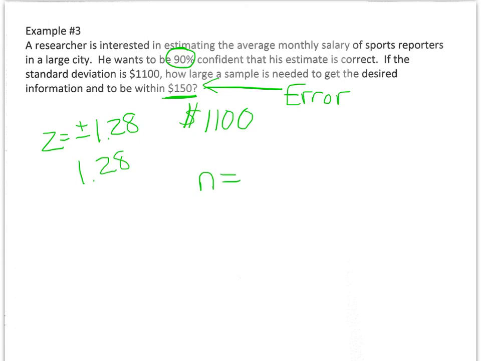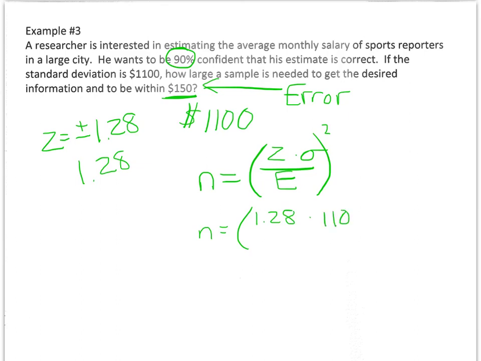Let's look at our formula. And plug in what I know. I know my z-value, 1.28. I know my standard deviation, 1,100. And I know I'm within $150. This is squared. I end up with an n value of 88.1.